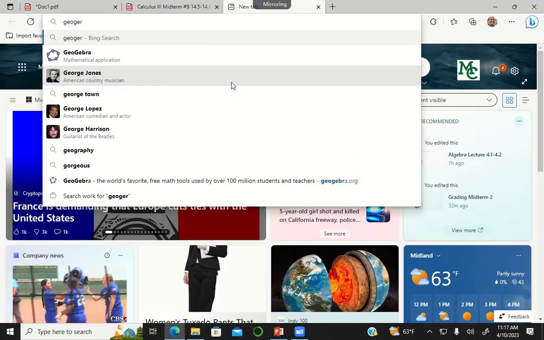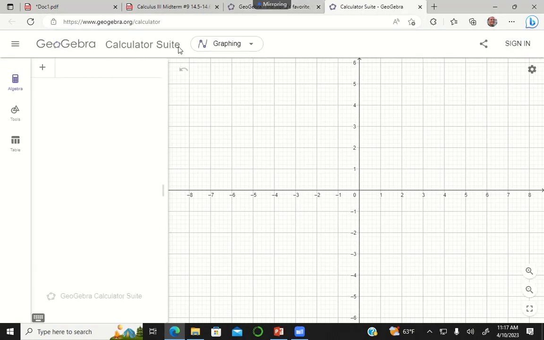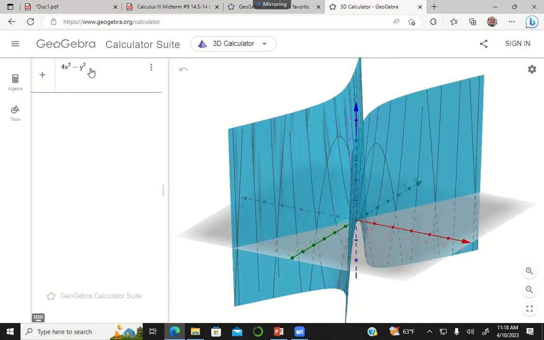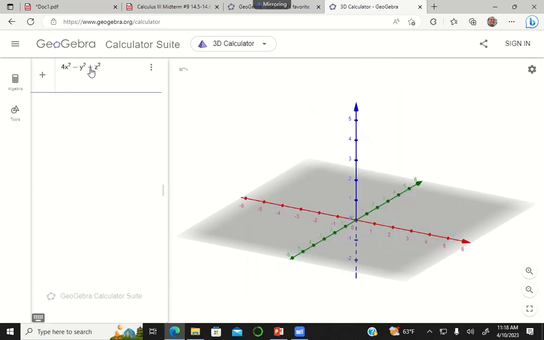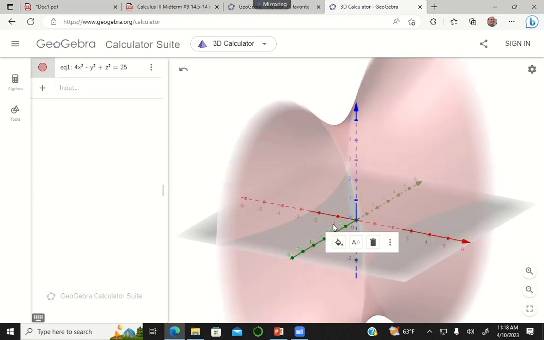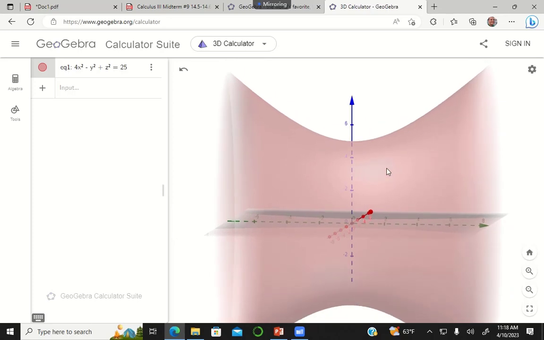Let me see if I can illustrate what I'm talking about. So here we go, 3D calculator. We've got 4x squared minus y squared plus z squared is equal to, and again, normally our problem would say 0, but I said, what if I plugged in 25? Then it gives me this hyperboloid shape.